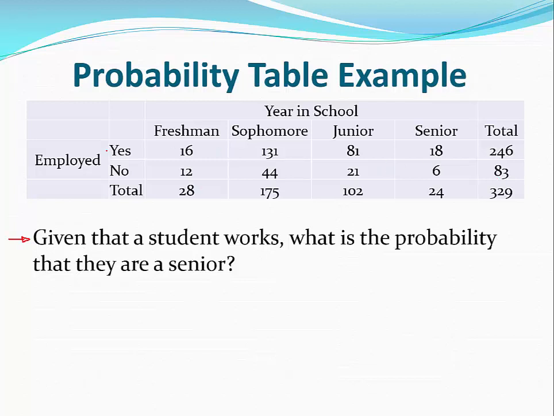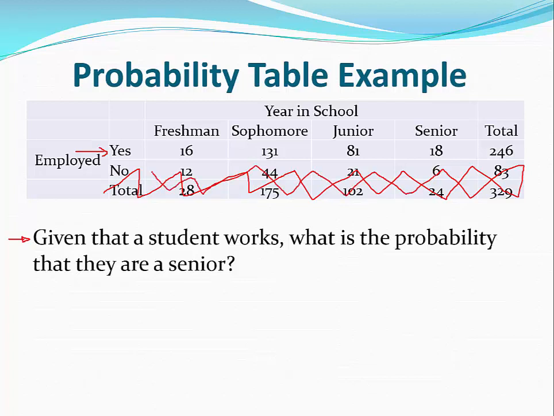It tells me the yeses, the row that we're in, right? We're in the yeses. And so what that allows me to do, once I know that the student works, once I know that information is correct, it allows me to ignore the rest. It allows me to go like this and say, I'm not going to look at any of this information down here. I'm just going to get rid of it. We're not interested in the nos. See if I can continue my scribbling out. I'm going to just ignore this part of the table. And so I'm only going to consider these 246. Now, of those 246, what's the probability they're a senior?